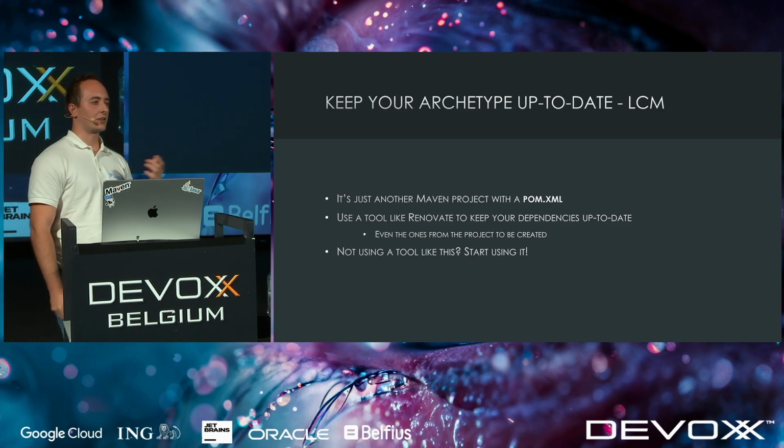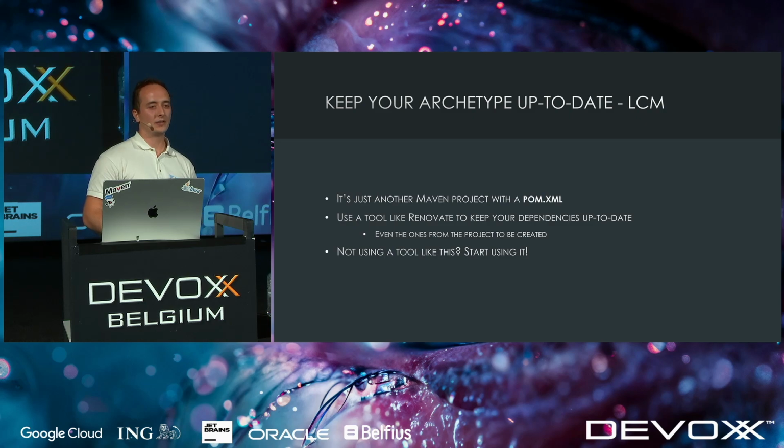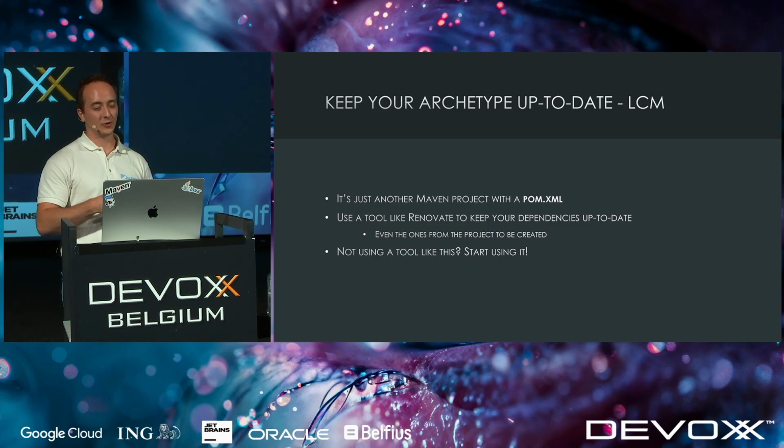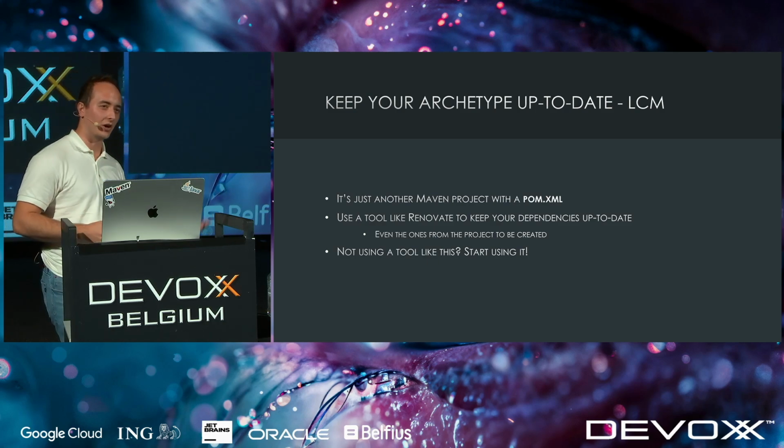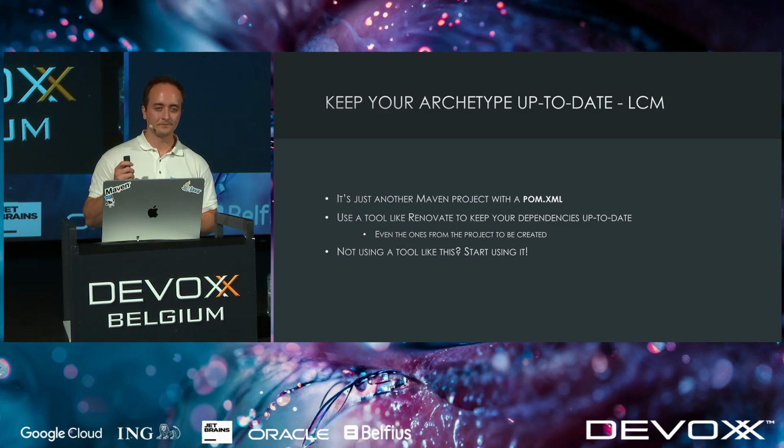It would be annoying if it actually fails because you forgot to update some dependencies, or you run Renovate and you're 17 versions behind. You're like, why? Just don't do this. Just use LCM in order to update your archetypes as well. It's just another Maven project.